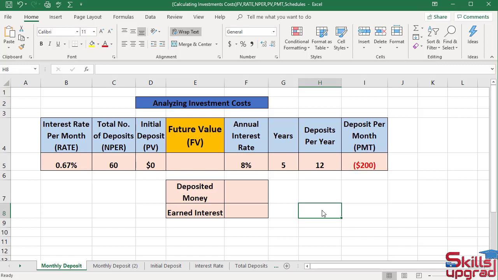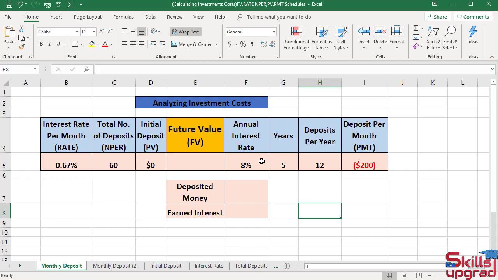Now I calculate the future value of an investment by using the FV function. The initial balance or starting balance in my saving account is $0. I deposit $200 per month with 0.67% interest rate per month. The annual interest rate is 8%.